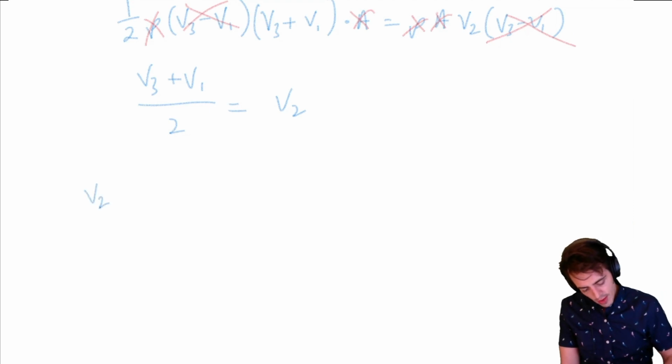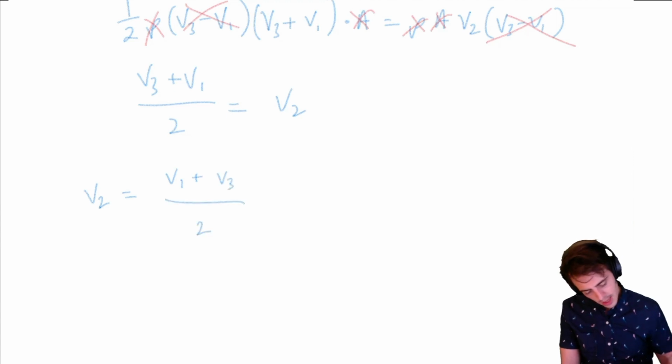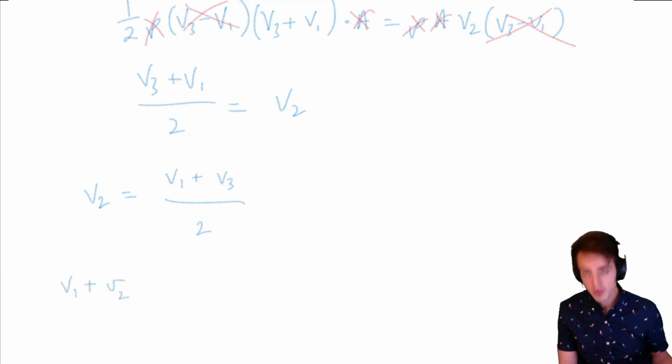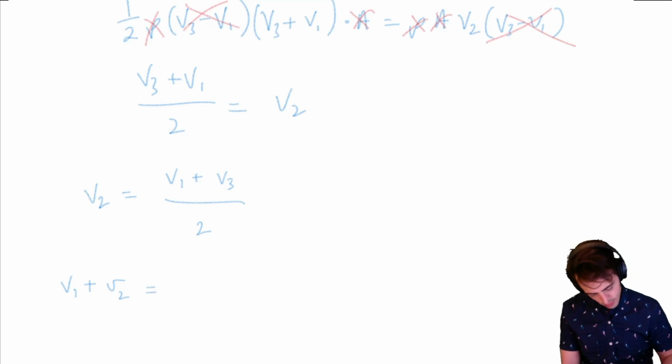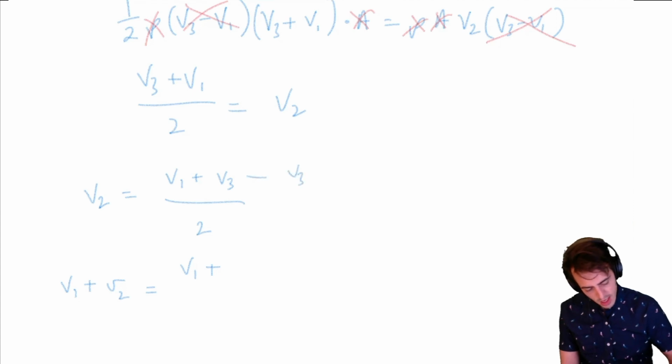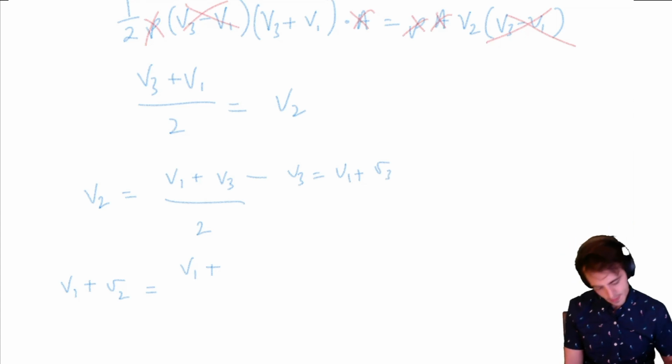Let's go a little step further. Let's just write this out. V2 is equal to V1 plus V3 on 2. Let's remember that we can express V2 as V1 plus the velocity increment. Remember we said that V3 is equal to V1 plus the increment 3.